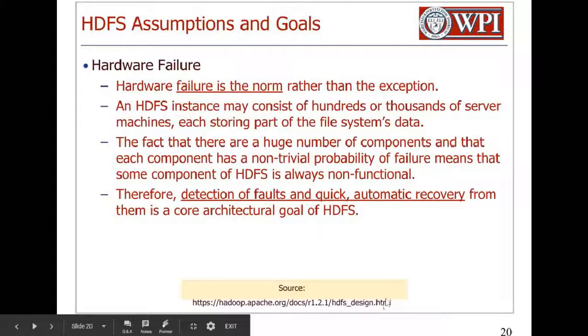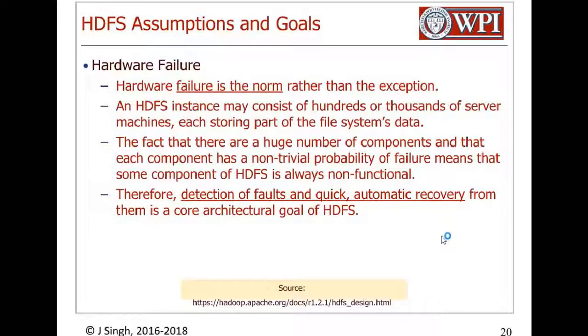Go ahead and take a look at the design, but these are really the main points. These are the main points I want you to get out from this slide.